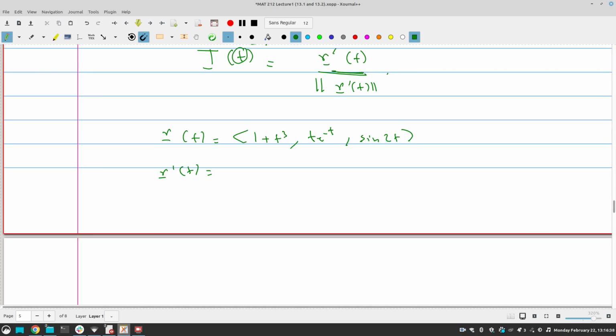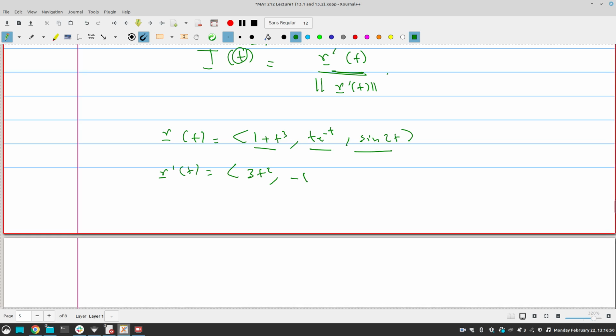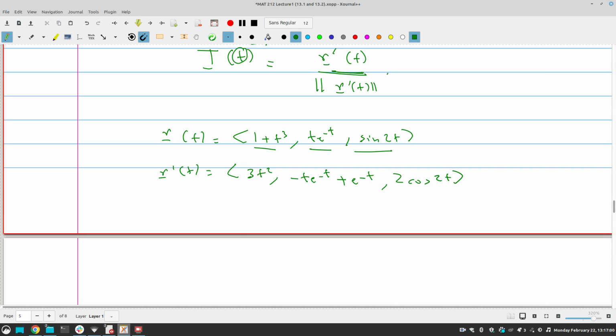This is of course the derivative of this one with respect to t, the derivative of this one with respect to t, and the derivative of this one with respect to t. So the first is 3t squared. For the second, if you use the product rule, you should get negative t e to the negative t plus e to the negative t. The third, you should get 2 cosine 2t, right?